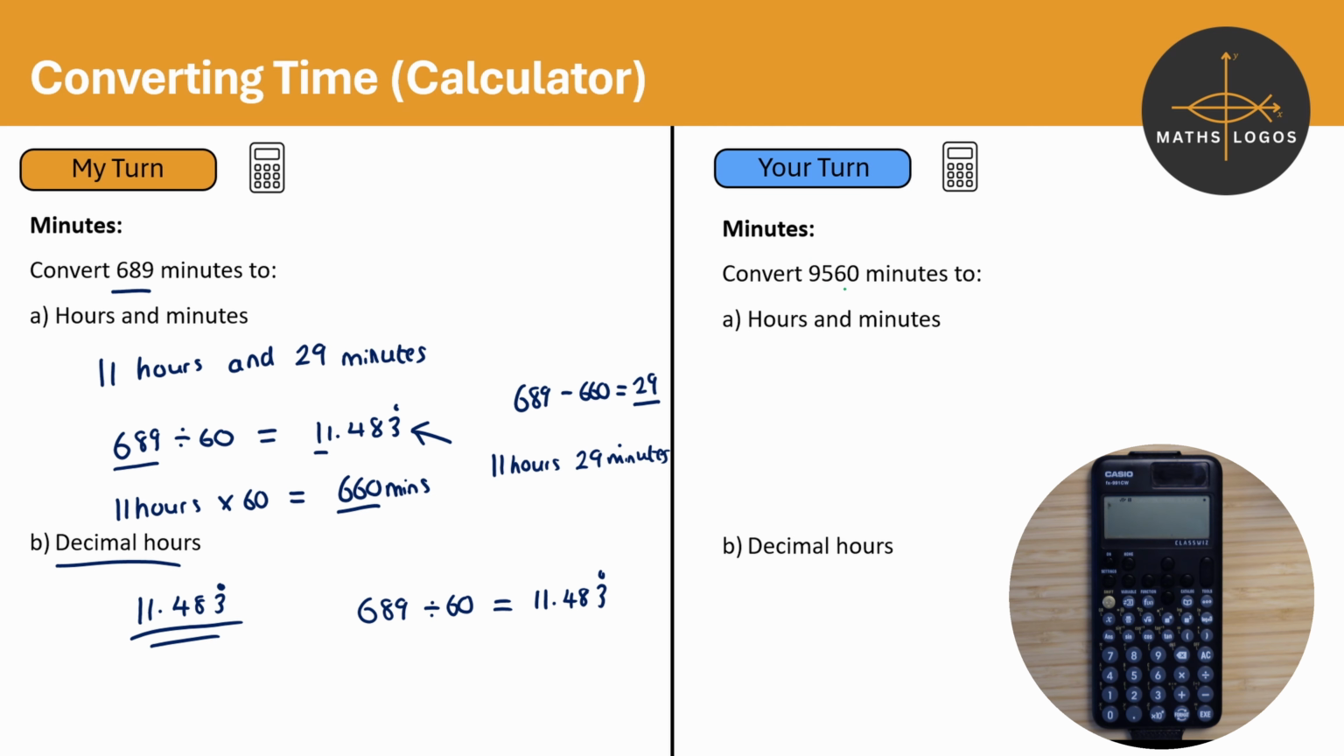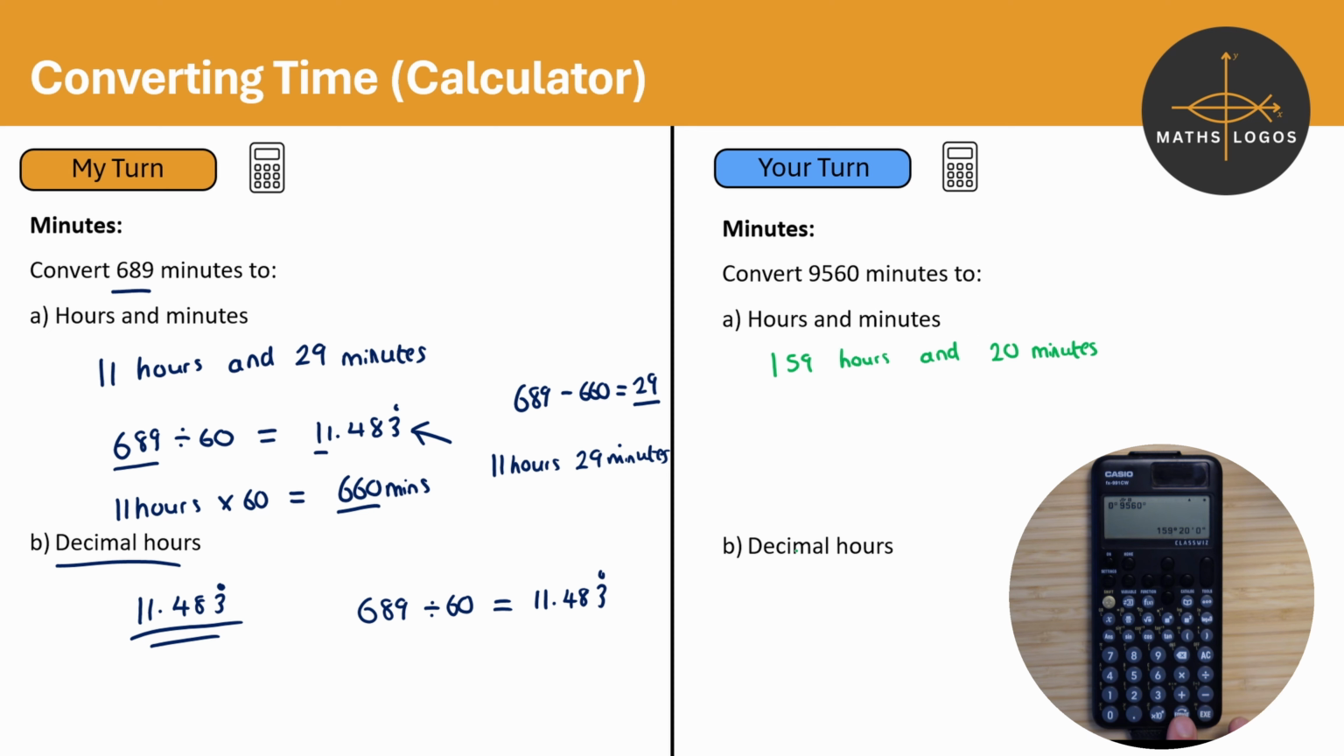Convert 9,560 minutes to hours and minutes. So I'll go to my calculator, I'll type in 0 hours, and then I'll type in 9560 Shift plus, telling my calculator that I've got 9,560 minutes. I'll hit the execute button, and it comes out as this answer of 159 hours and 20 minutes.